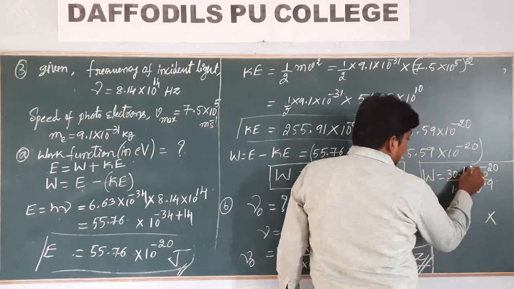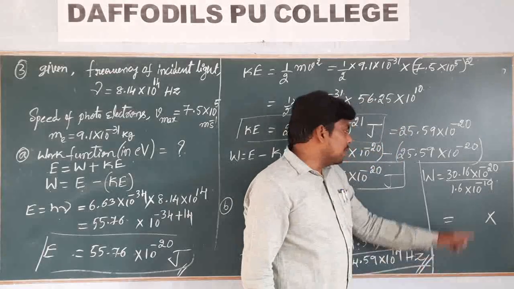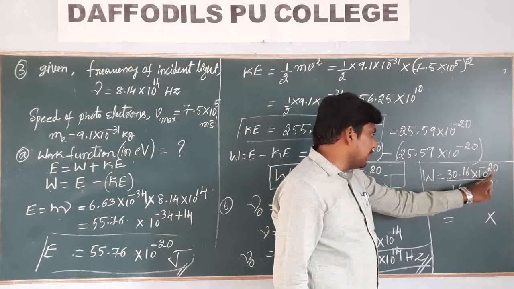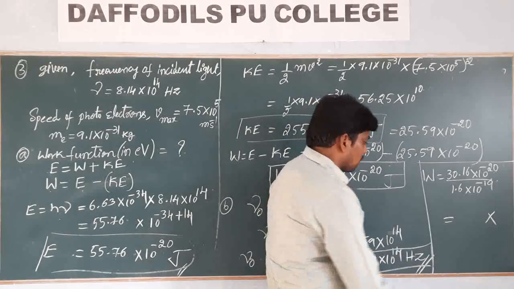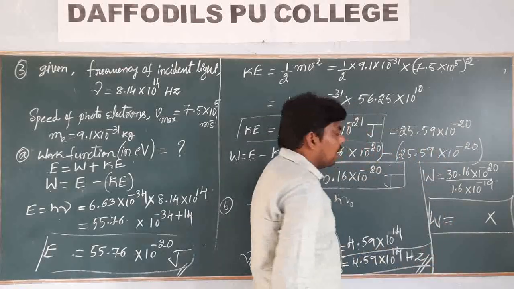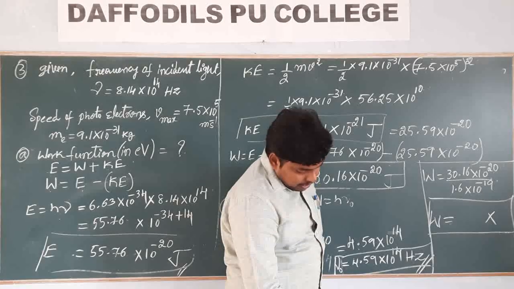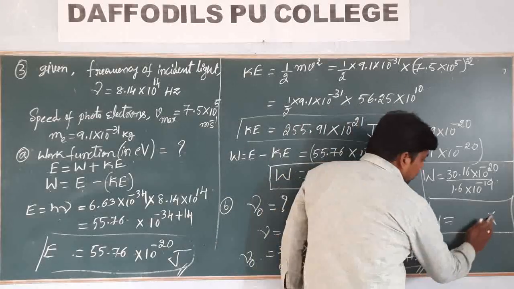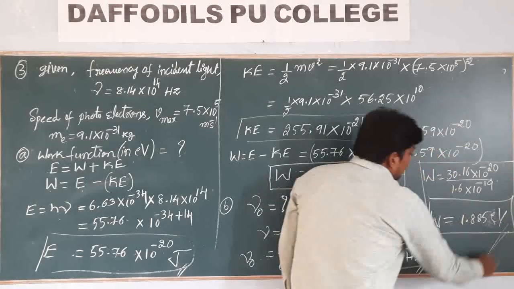Now 30.16 divided by 1.6 into 10 to the power minus 20. If you take this one to the numerator, 10 to the power minus 19. Just write the work function value in terms of the electron volt. Your value will be around 1.885. Your answer is around 1.885 electron volt.